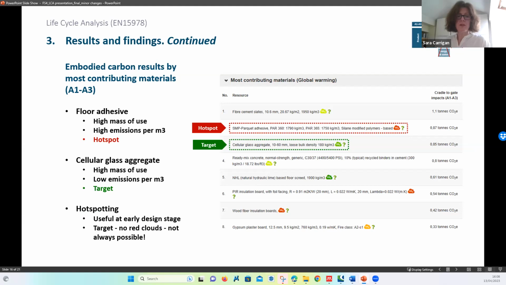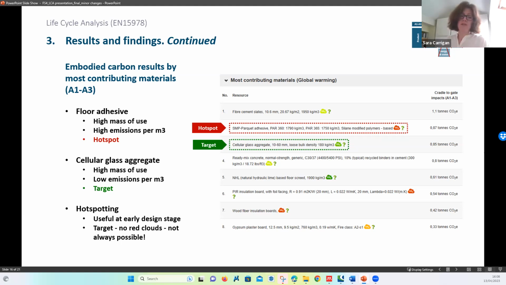This table shows the top 8 materials out of a total of 25 that contribute most in terms of embodied carbon emissions. The floor adhesive has a high mass of use and high emissions per meter cubed, and this identifies it as a hotspot. If you are at early design stage, you might look to select an alternative product with lower emissions per meter cubed. On the other hand, cellular glass aggregate also has a high mass of use, but has low emissions per meter cubed, and this is the ideal scenario.